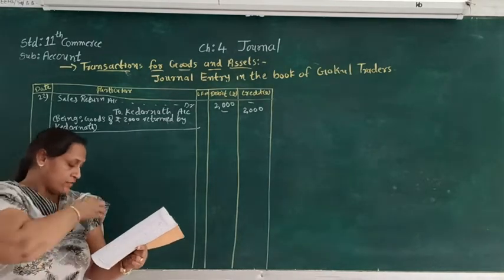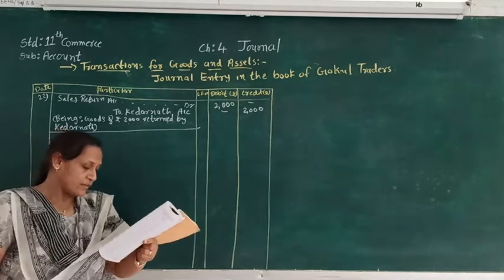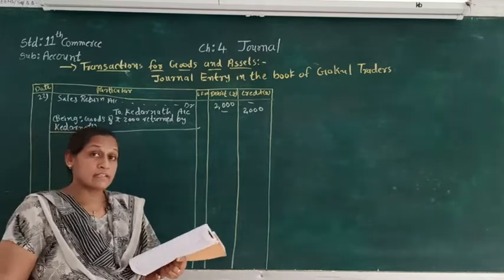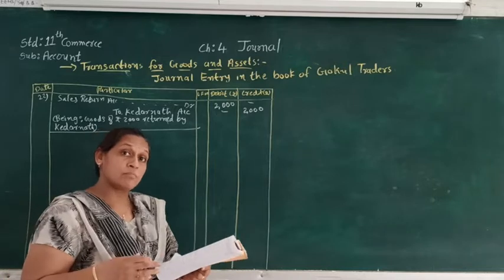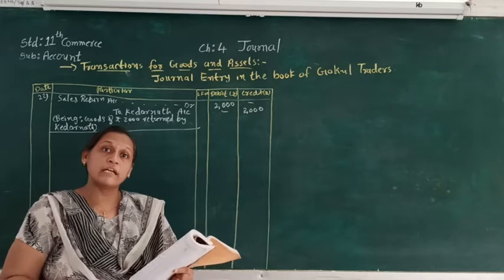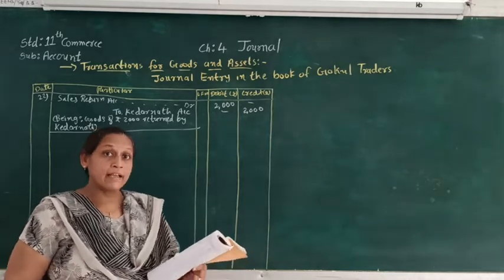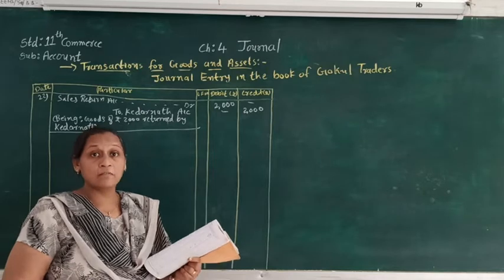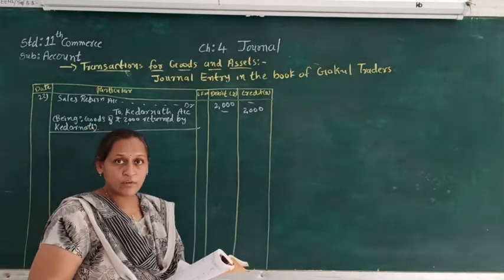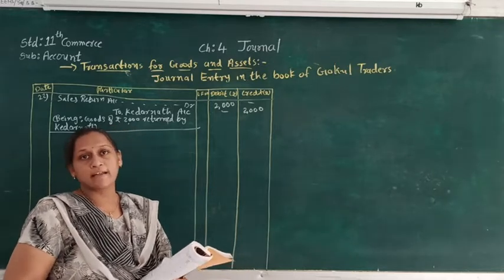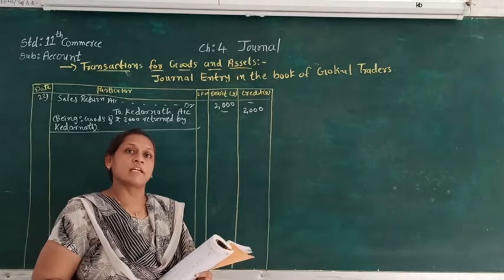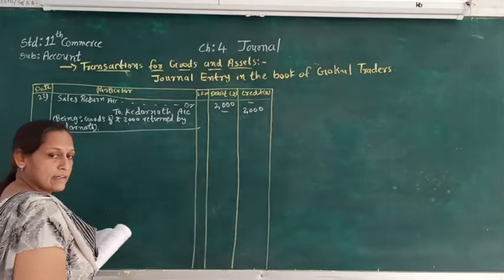On 25th, goods of rupees 500 withdrawn for personal use. As we know that when there is a goods is going out of the business, other than the sales, in that situation we are crediting the purchase account. And here goods is taken by owner, and whatever owner is taking from the business, in that situation we are debiting the drawing account. So drawing account debit to purchase account, that will be our journal entry.